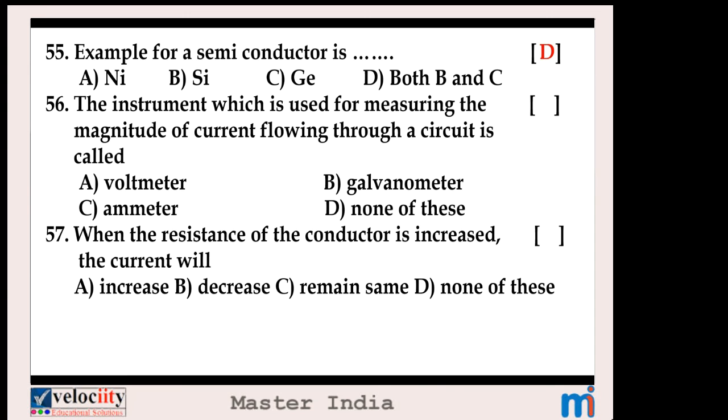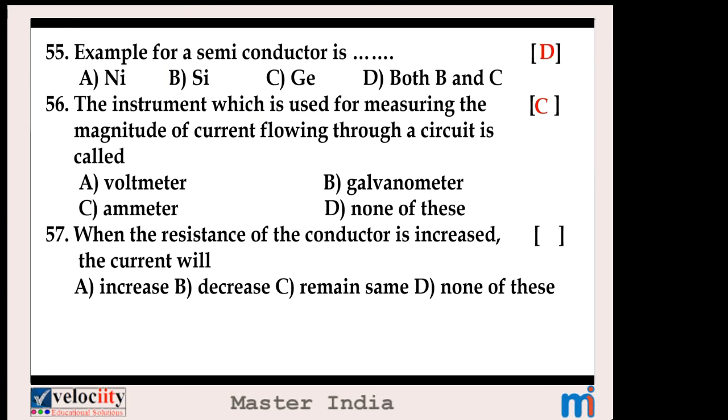56. The instrument which is used for measuring the magnitude of current flowing through a circuit is called A. Voltmeter. B. Galvanometer. C. Ammeter. D. None of these. Answer is C. Ammeter.